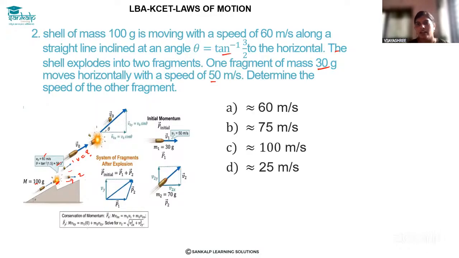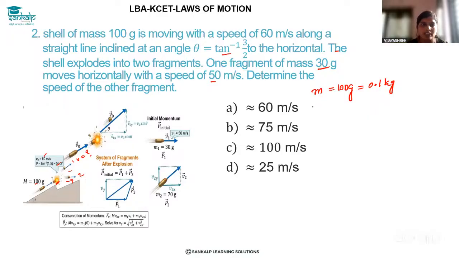First we will write the given data. Mass of the shell is given, which is equal to 100 gram. When we convert 100 gram to kg in SI units, it will be 0.1 kg.